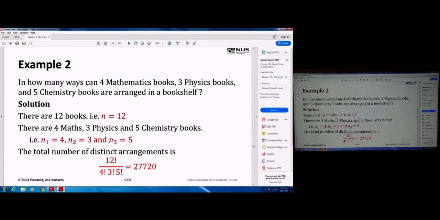Okay, so how many books are there? Well, there's 4 plus 3 plus 5, so that's 12. And there's 4 math, 3 physics, and 5 chemistry. So the total number of permutations, in the sense that we said before, is going to be 12 factorial divided by 4 factorial, divided by 3 factorial, divided by 5 factorial, i.e. the formula as written there. And that's enough, okay? If you want, you can work that out as 27,720, but this formula is exact, so I'm okay with that. You can leave it like that, it's okay.